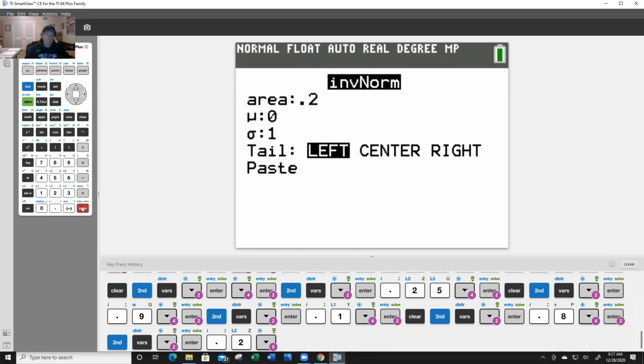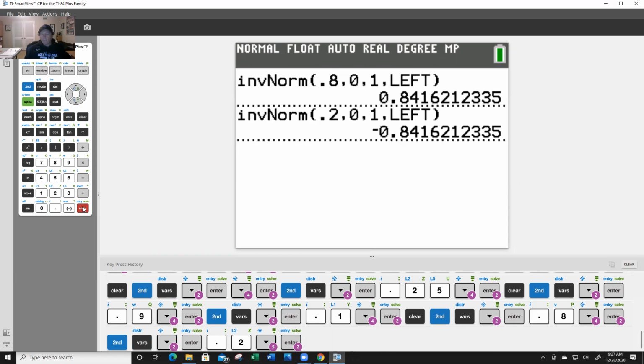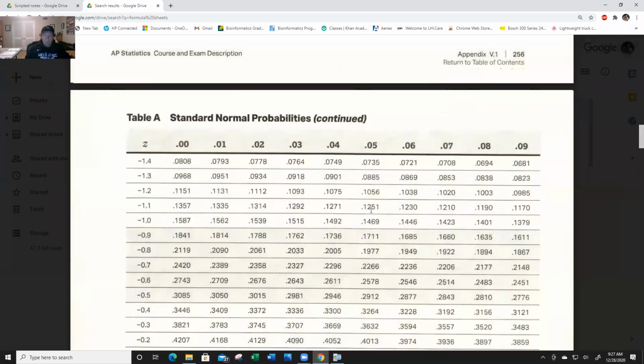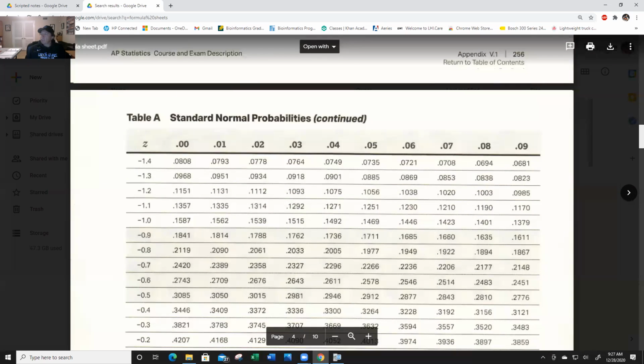There we go. Negative 0.84. All right, no problem. Now, I said I wasn't going to do up the chart, but I think I should, just in case. So let's go to the 80th percentile. Well, let's do the 20th first, since I'm running the space. The 20th percentile, the closest number is right here, 0.2005, and that's negative 0.84.